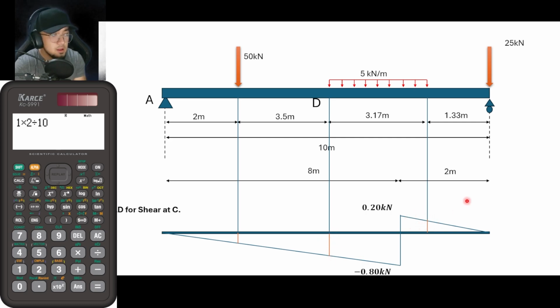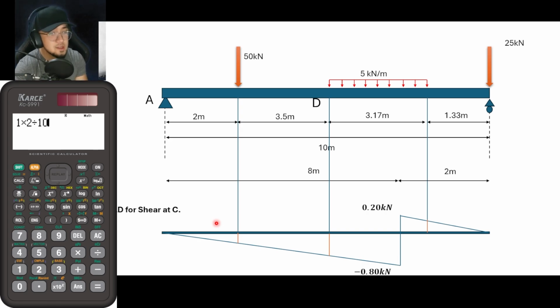So again, in order for you to remember, these values at the bottom part, this 0.2 kilonewton and this negative 0.8 kilonewton shear here, were solved using a 1 kilonewton load. And as you can see, for our loads at the top, we are no longer making use of the 1 kilonewton load. Mas mataas na. 50 kilonewtons na yung gamit natin ngayon, hindi na 1 kilonewton. So what we would be doing is that we would just multiply 50 kilonewtons to whatever the value is here.